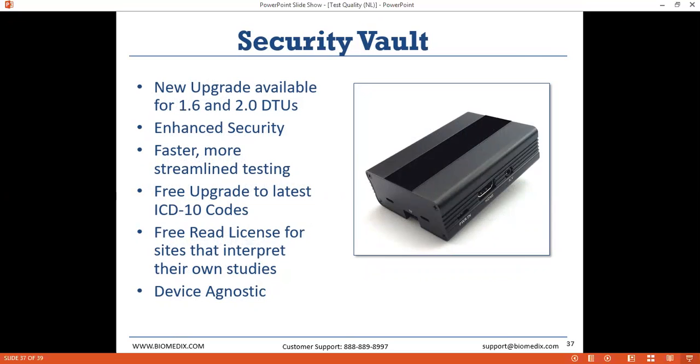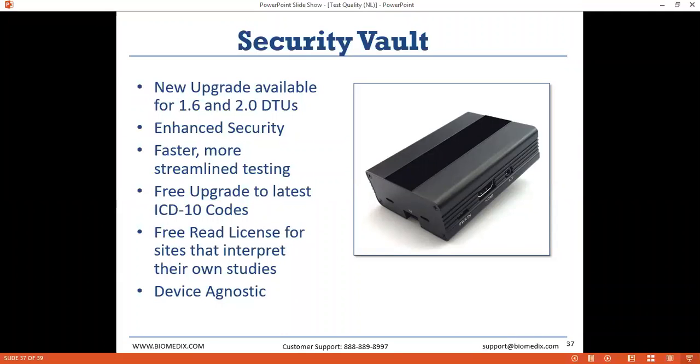The last special offer I wanted to highlight through Biomedix right now is we've recently developed a physical upgrade for your existing devices. The upgrade is called Security Vault, and it's this little box here on the screen that plugs into your existing device. There are a lot of features on this. It allows you to test more securely, as the name implies. It also allows you to test more quickly. And it allows you to upgrade to the most recent set of ICD-10 codes.